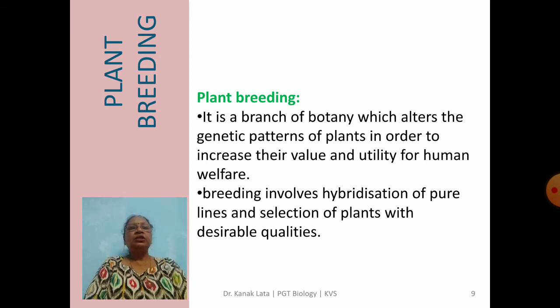So it is a branch of botany that alters the genetic patterns of the plant. As a result, it increases their values and utility for human welfare. This breeding involves hybridization of pure lines and selection of plants with desirable qualities.